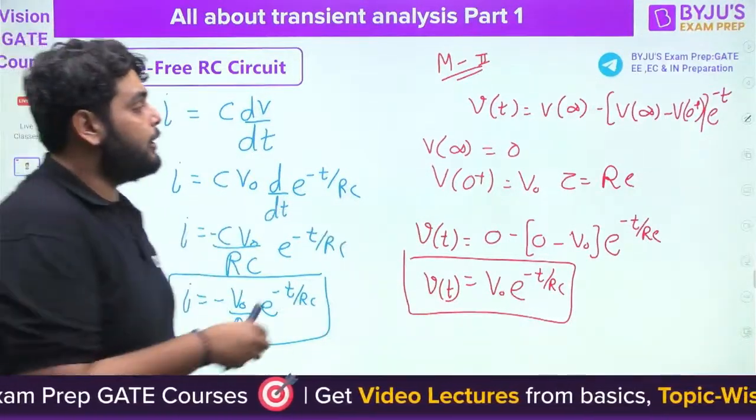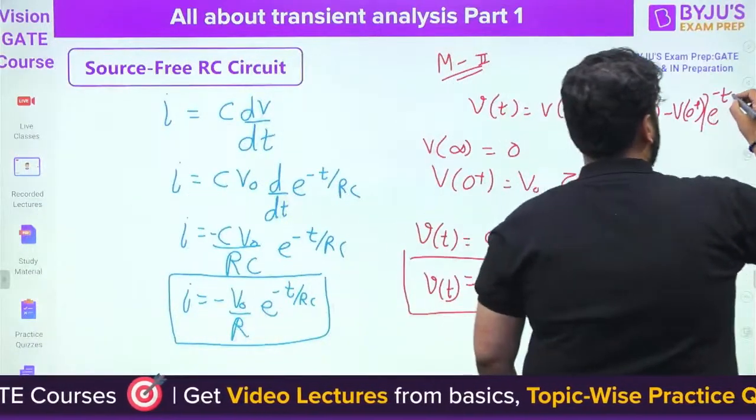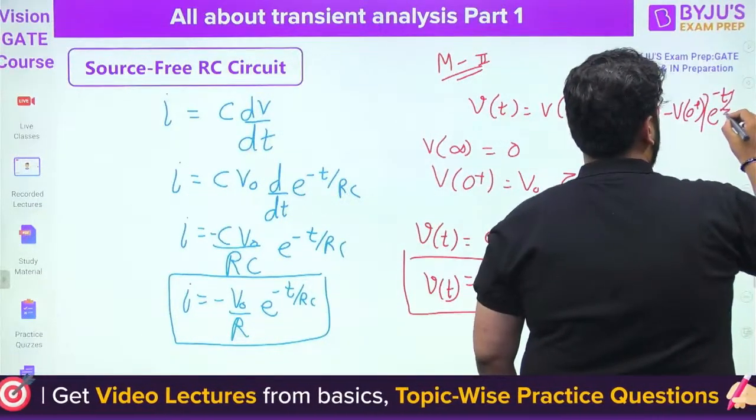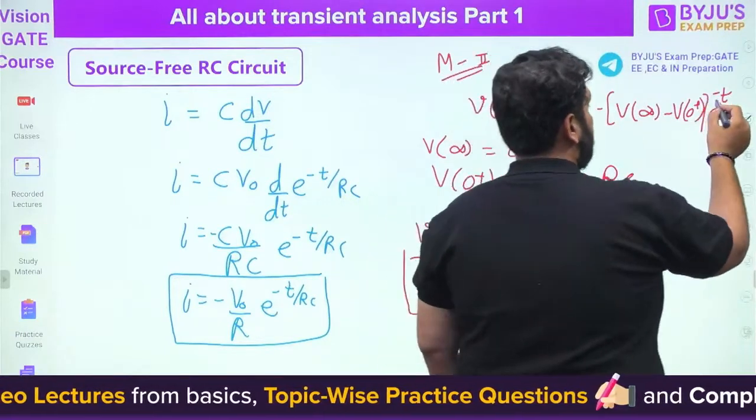Any doubt here? Tell me quickly. If you have any doubt here, you can ask. This is t by tau. Okay. If you have any doubt, you can ask.